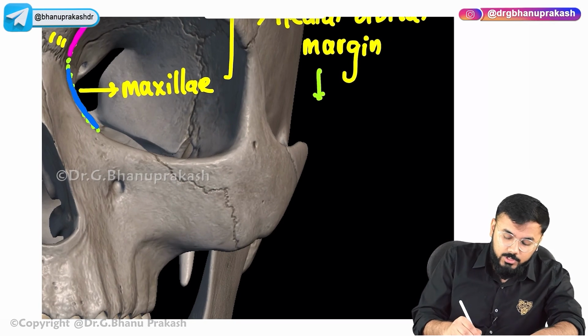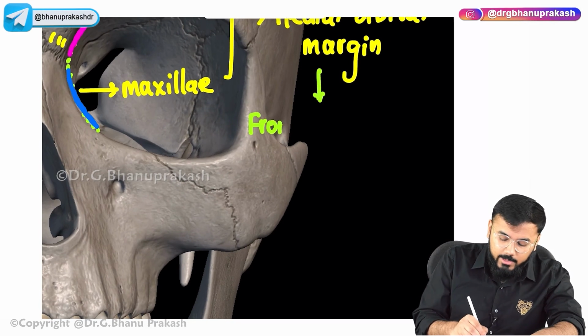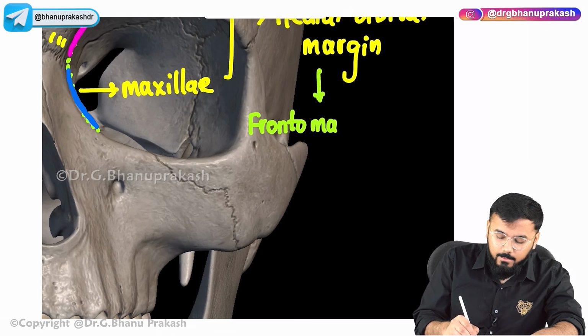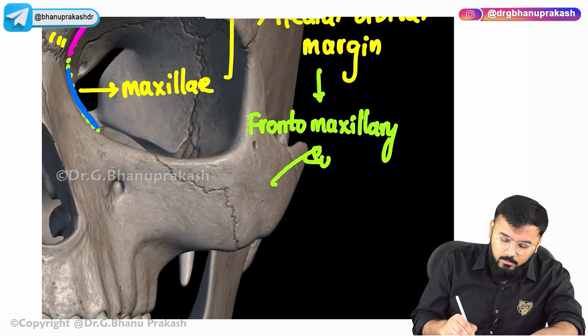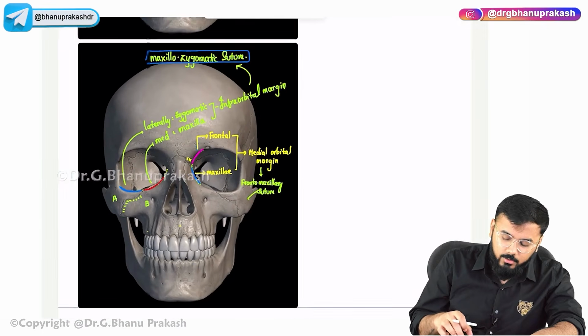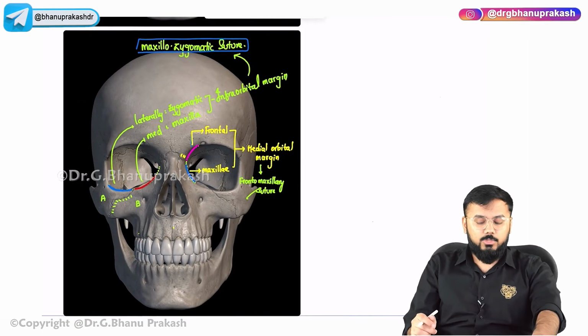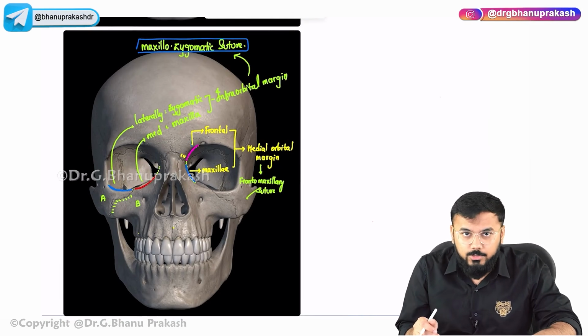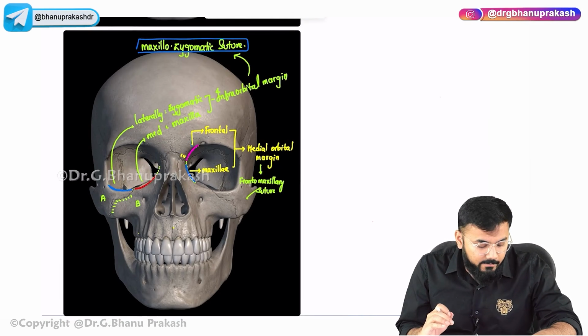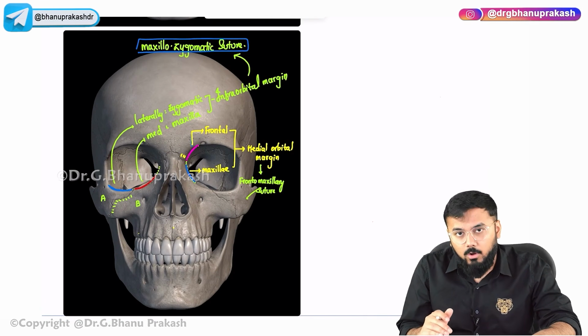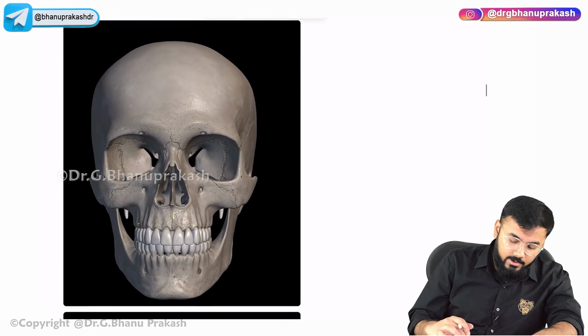What is the name of the suture? This suture is called the frontomaxillary suture. Okay, so we are done with superior, inferior, and medial wall. Now let us go on to the lateral wall over here.